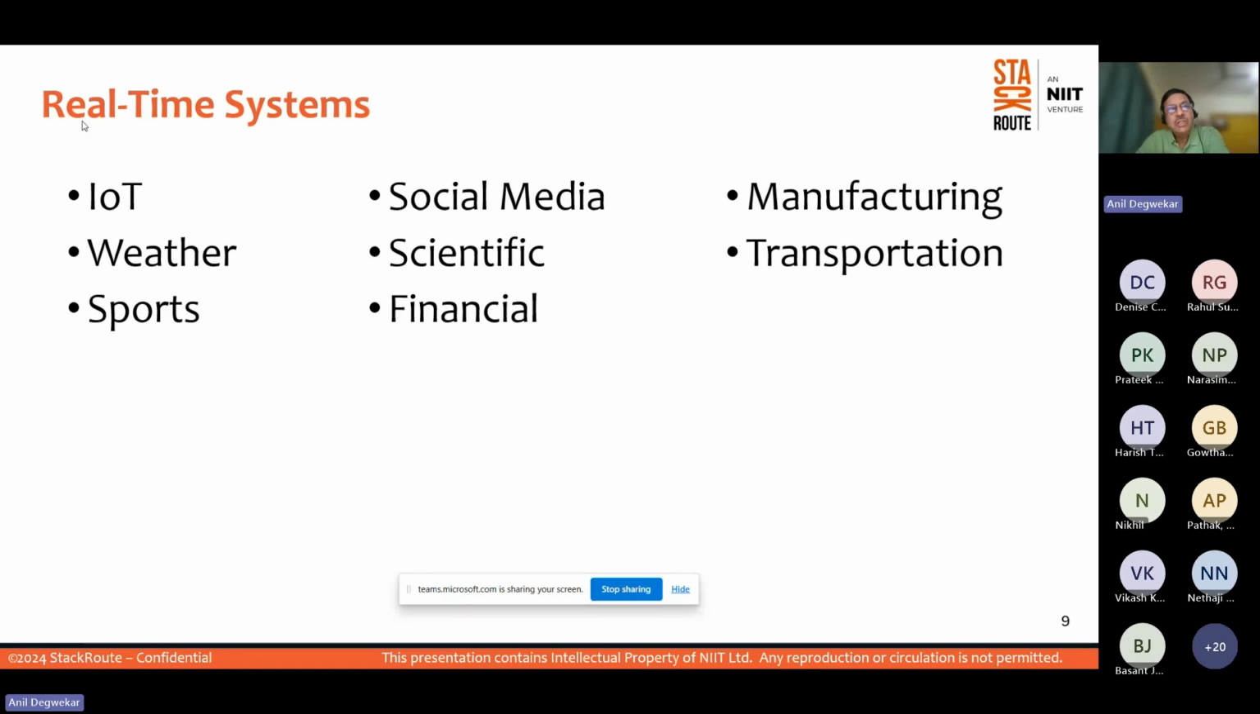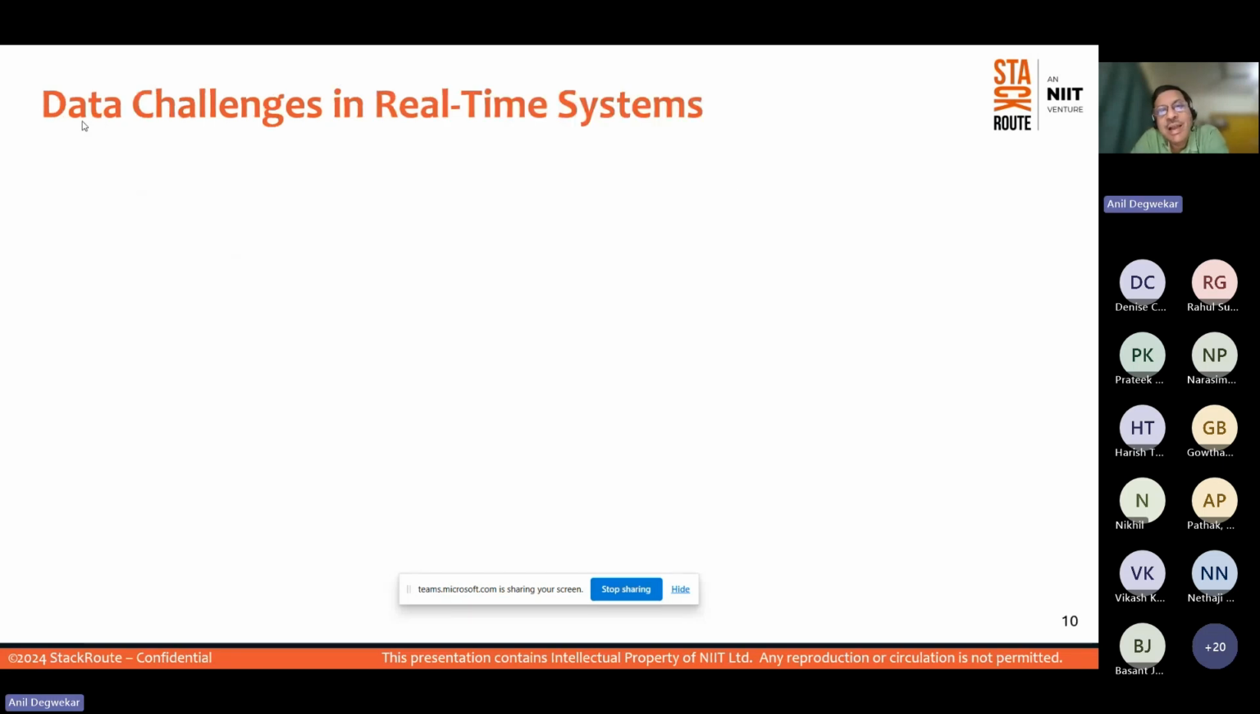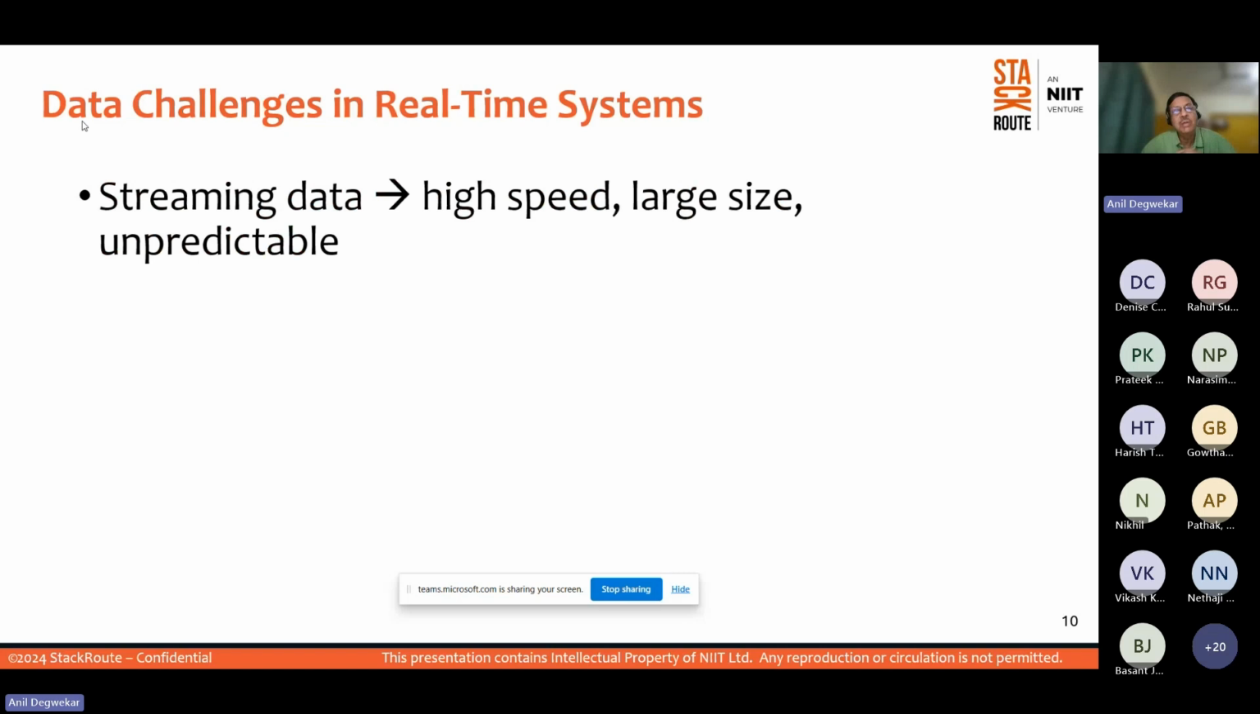And so let's look at what kind of challenges we have in real time systems, and these are all really related to data challenges. So everything relates to data challenges in real time systems. So it's all about streaming data which comes at high speed, which comes with a large size, and it's somewhat unpredictable, right? So what do I mean by streaming data? A stream is a continuous flow of data, right?